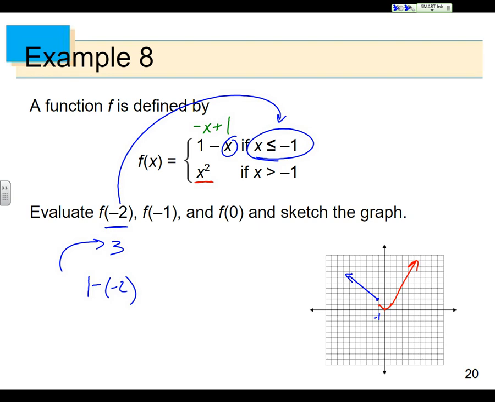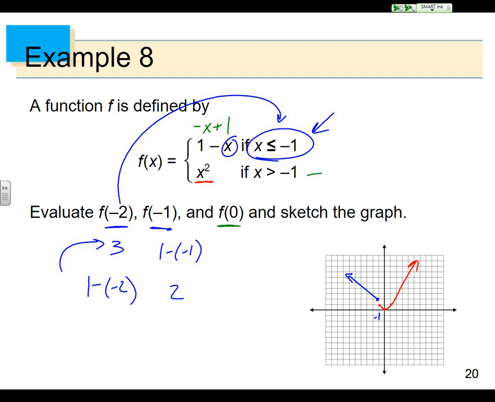F of 0. Well, oh, sorry, I skipped 1. F of negative 1. Well, negative 1 is going to still go in this piece right here. So I can do 1 minus a negative 1 is 2. There's my 2 right there. There's where it landed, 2 units up.